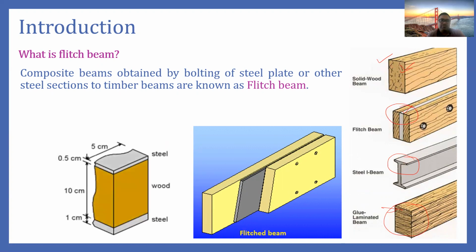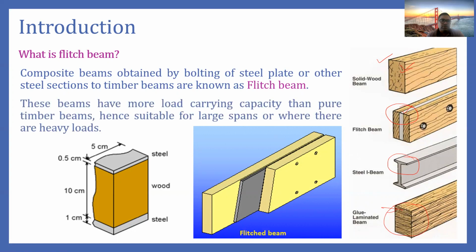Based on the different positions of the steel plates, we can have different types of flitch beam. These flitch beams have more load carrying capacity than pure timber beams. As I said, we generally add plates to enhance the load carrying capacity, and as the capacity is higher, we can use them for larger spans where there will be heavy loads.